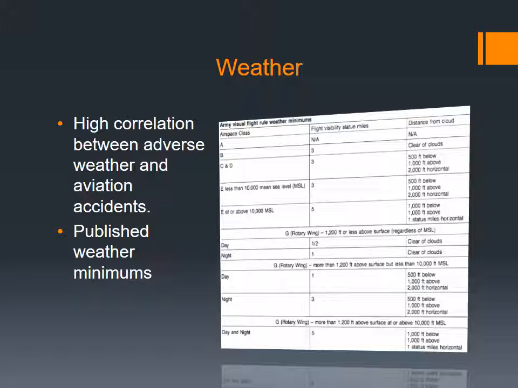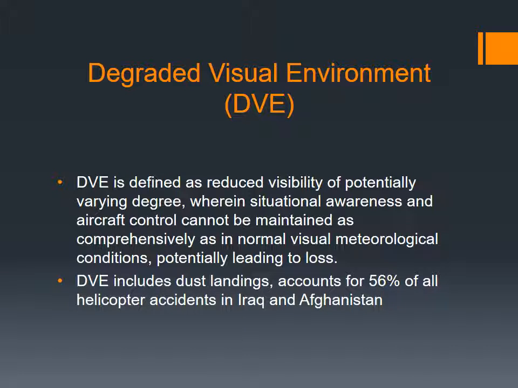U.S. Army regulations require weather briefings for all flights. The weather briefing must come from a U.S. military weather briefing facility. U.S. Army regulations also publish minimum weather for aircrew safety due to the high correlation between adverse weather and accident rates. Degraded visual environment is defined as reduced visibility of potentially varying degrees wherein situational awareness and aircraft control cannot be maintained as comprehensively as in normal visual meteorological conditions, potentially leading to loss.